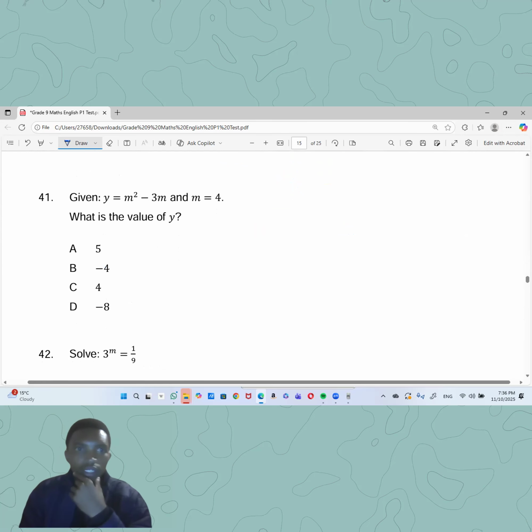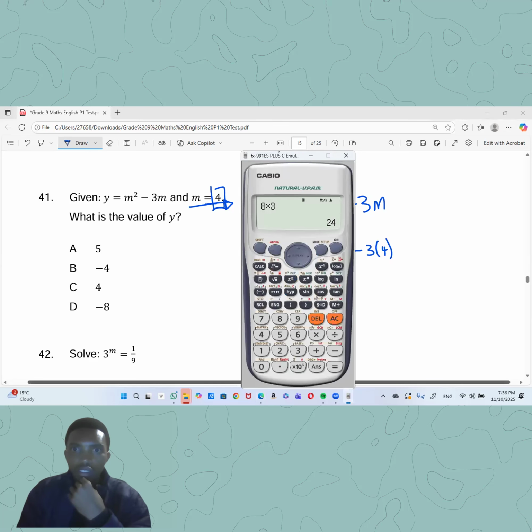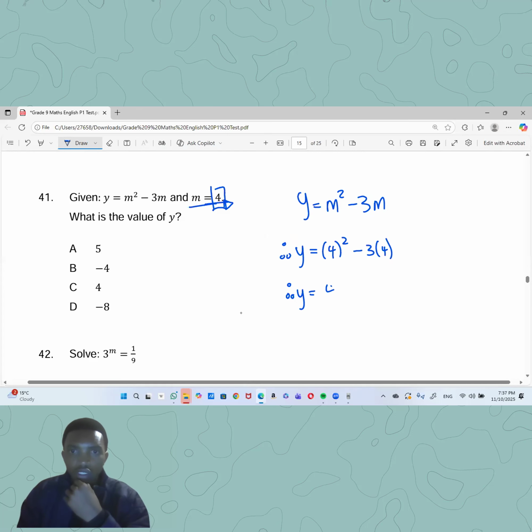And then we have 41. 41, that's saying we're given y is equals to m squared minus 3m. And m is equals to how much? 4, right? What is the value of y? Meaning at the place of m, we're going to put 4. So therefore we have y is equals to, at the place of m, we put 4. Then we have 4 squared minus 3. At the place of m again, we put 4. Therefore y is equals to 16 minus 12. How much is that? Is it not 4? Yes, 4 it is. So our answer is C.